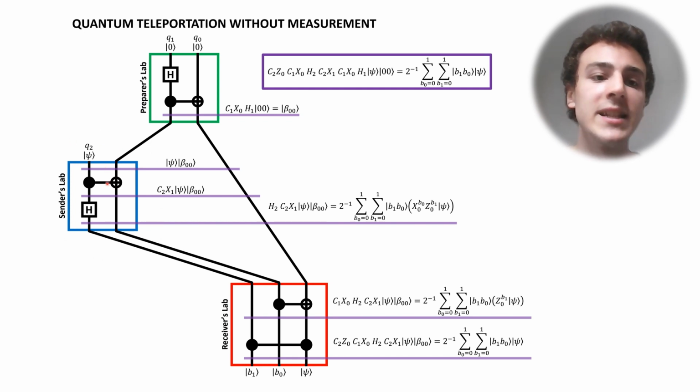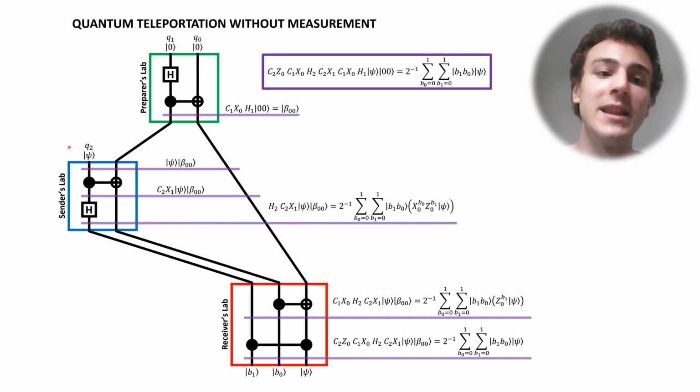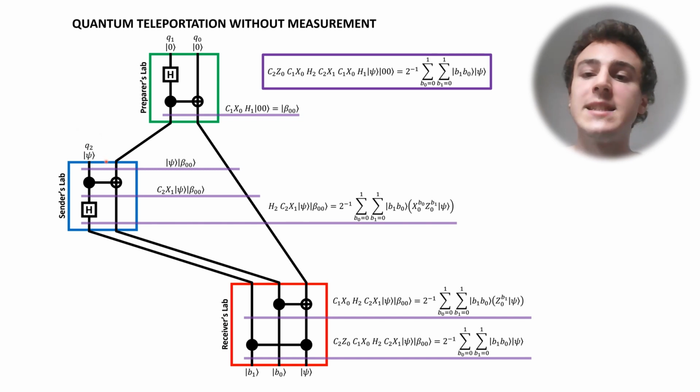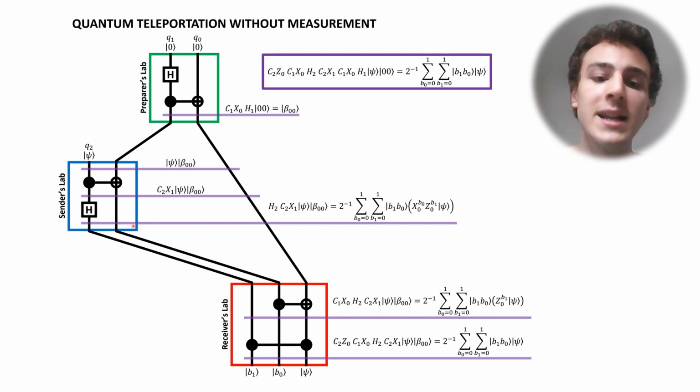At the beginning of the sending subroutine, we initialize Q2, this extra qubit that we have in this lab over here, in the sender's lab. We initialize it in the state psi. Psi is a general qubit state. It is the state that we are trying to teleport. So at the end of the procedure, we want psi to end up in the receiver's lab.